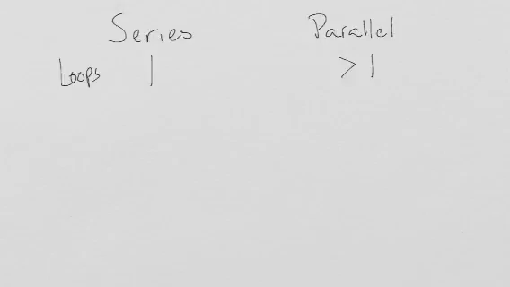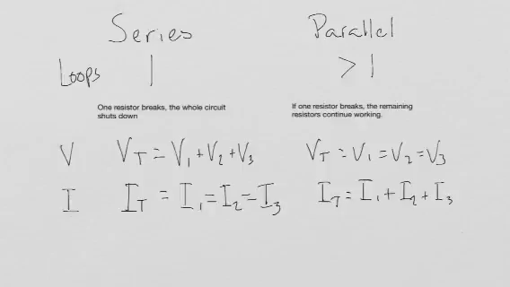What else do we know about series circuits? What happens if one resistor stops working? They all stop working. What happens if one resistor stops working in a parallel circuit? Just that resistor stops working. So if we want to compare a series and a parallel circuit, there are some comparisons here. We know that in a series circuit, we only have one loop, which is why when one resistor breaks, the whole thing shuts down.